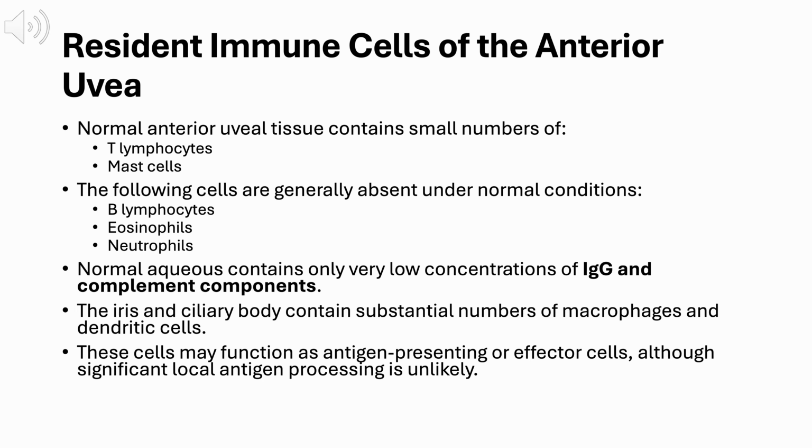But there's an important exception to this quiet picture. The iris and ciliary body actually contain substantial numbers of macrophages and dendritic cells. These may function as antigen-presenting or effector cells if needed, though, as with the cornea, significant local antigen processing is thought unlikely. So the resting anterior uvea is deliberately understaffed with inflammatory effectors, yet equipped with sentinel APCs. This raises an obvious question. Without lymphatics, how does the eye clear antigen and talk to the immune system? That's exactly the next slide.